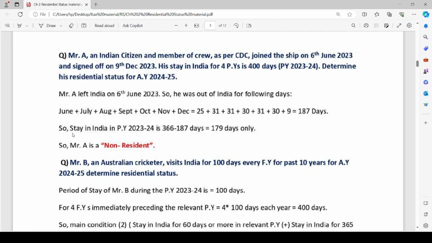Now, the stay in India in the previous year 2023-24 is 366 days minus 187 days. Here we have taken 366 days instead of 365 because in the year 2024, it is a leap year, so February has 29 days. So we have taken 366 days minus 187 days, that equals to 179 days only. The period of stay of Mr. A in India is for 179 days only. So Mr. A is considered to be a non-resident.